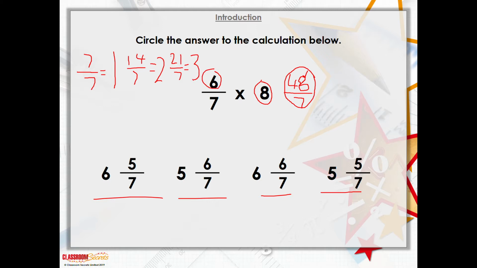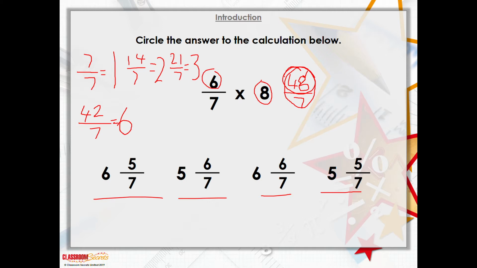Now, if you carried on going up in your 7 times table, you'll reach 42 sevenths, which is equivalent to 6 whole numbers. If I went up to 49, I'd actually go to my next whole number. That would be 7 whole numbers. However, that is above my 48 sevenths, so I can't do that. So I need to work out the difference between 48 and 42, because I still need to show that remaining amount of sevenths that don't make a whole number.